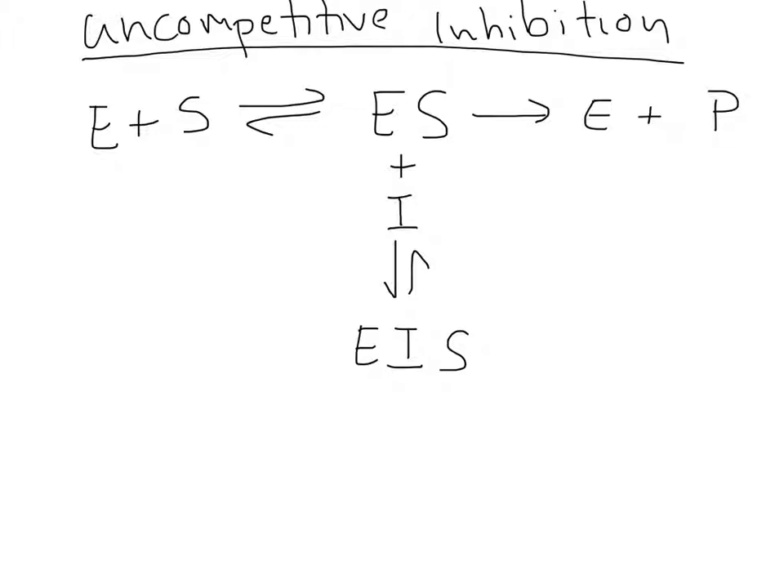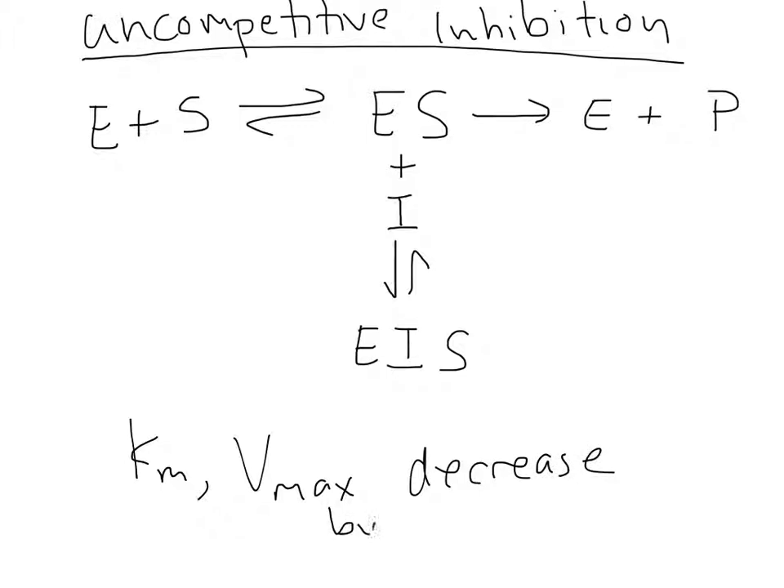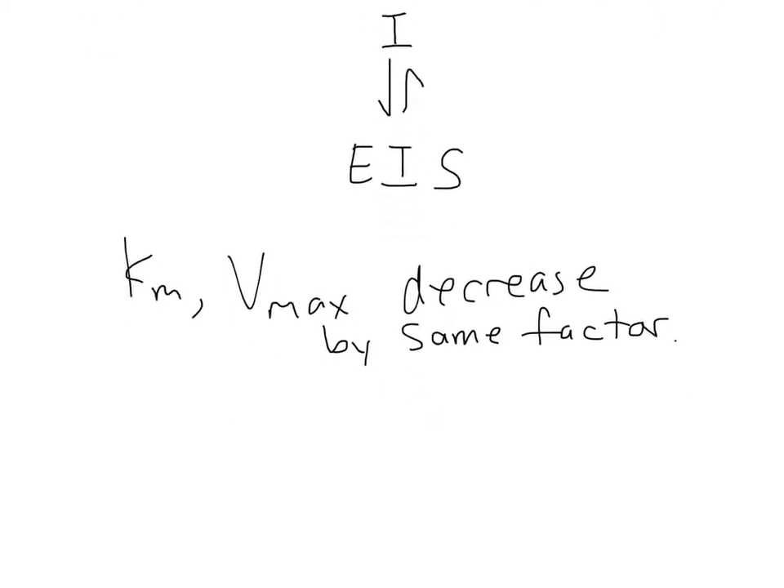Now what I won't derive here, it turns out that the Km decreases by exactly the same factor as the Vmax. So Km and Vmax both decrease, and importantly, by the same factor. That has important implications for the plot. Let's show that graphically.